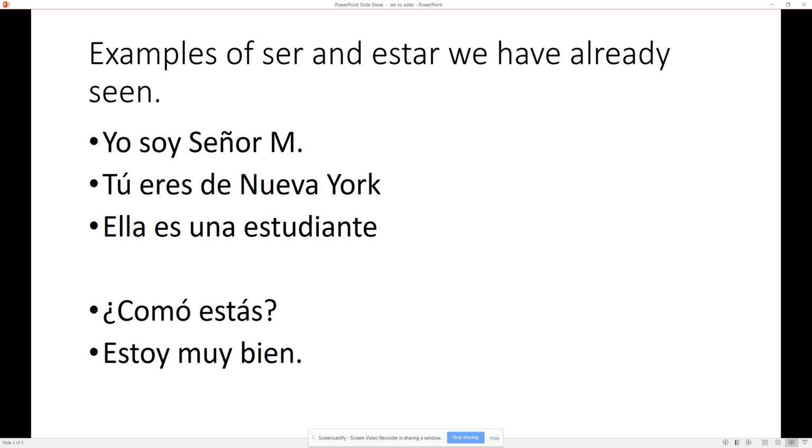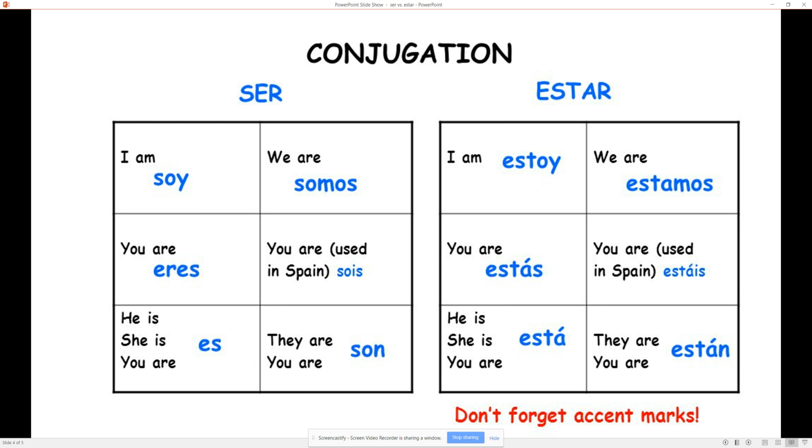And then on the other side, we've seen estar so far with ¿Cómo estás? So how are you? And yo estoy muy bien. Estoy muy bien. So as you can see here, when we're just asking how someone is, this is a little bit more of a temporary condition. So you might ask this to friends, family members, almost every day, because things keep changing.